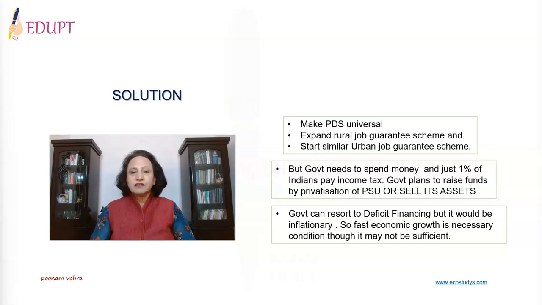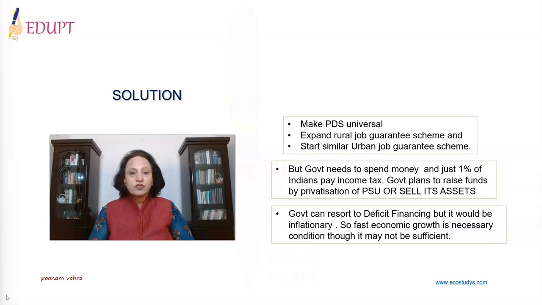Please check your answer. So far as Budget 2021 is concerned, there has been a call to make public distribution system universal so that no poor goes hungry. Secondly, the rural job guarantee scheme needs to be expanded and a similar job guarantee scheme should be offered for urban areas. But in order to do these activities, government needs to spend money and there are just 1% of Indians who pay income tax. So government plans to raise funds through disinvestment or privatization of public sector units, that is, to sell its assets.